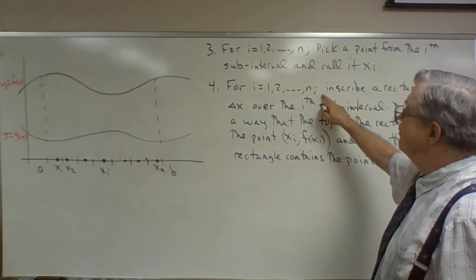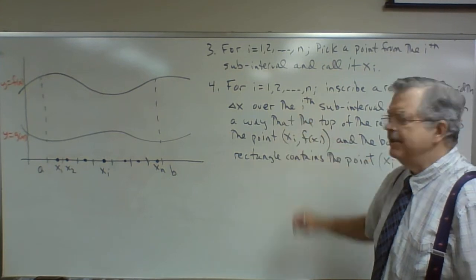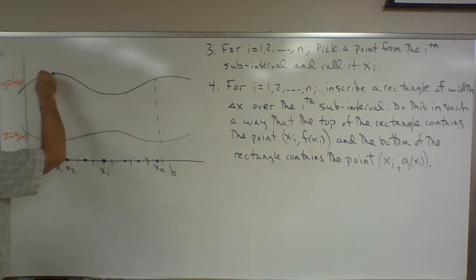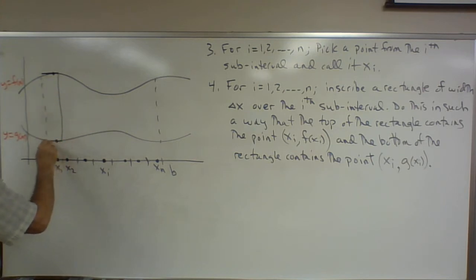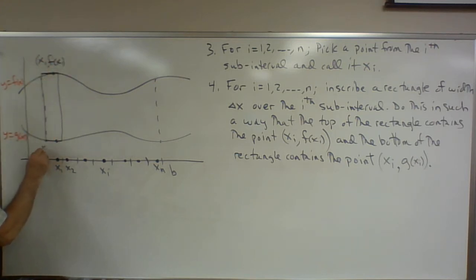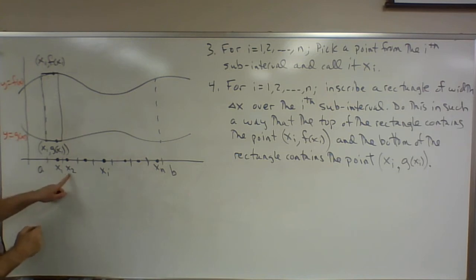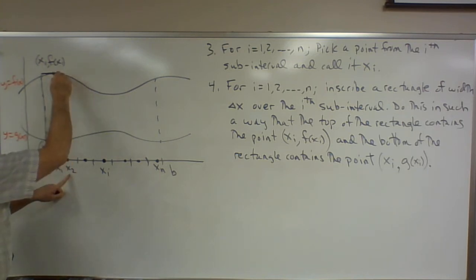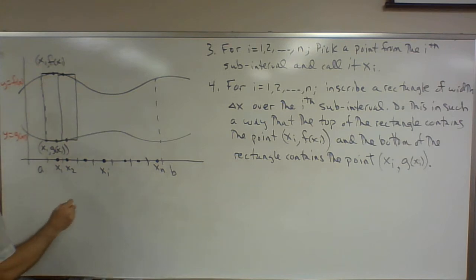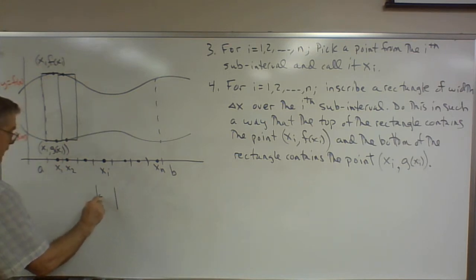Okay. Over each interval, I'm going to draw a rectangle of width delta x. And the top of that rectangle, for i equal 1, will go through the point x sub 1, f of x sub 1. The bottom will go through the point x sub 1, g of x sub 1. And then we do the same thing for the second subinterval. We picked a point x sub 2. We inscribe a rectangle of width delta x over each subinterval.